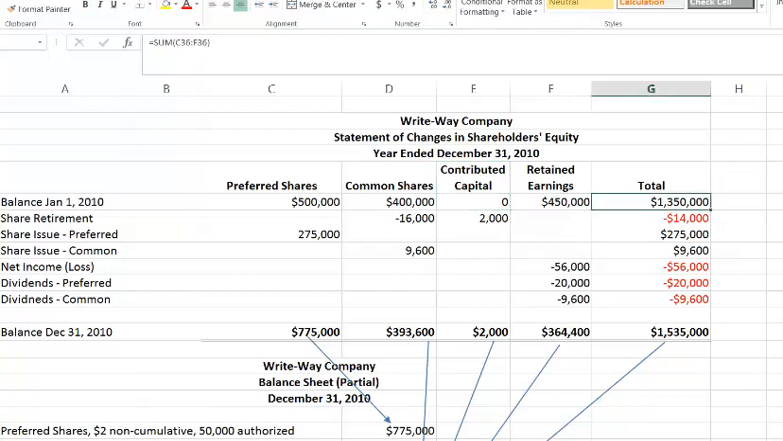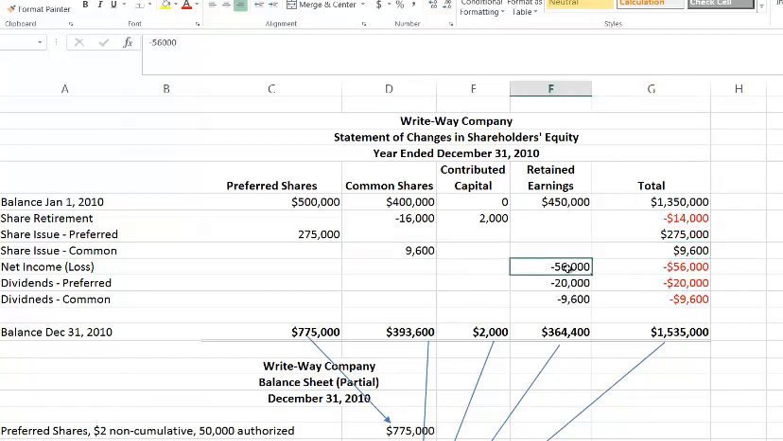So I start off with $1.35 million in shareholders' equity. But during the year, I debited my common shares to decrease that account, and I increased my contributed capital account when I retired the shares. So my net impact on equity with that transaction was to reduce it by $14,000. I issued some preferred shares, so that increased my equity by $275,000. I also issued common shares. Remember the share dividend that I issued back in July? That's going to increase my share equity by $9,600.